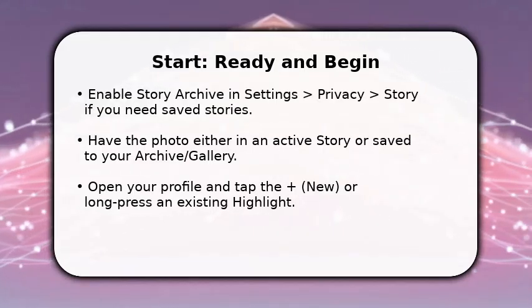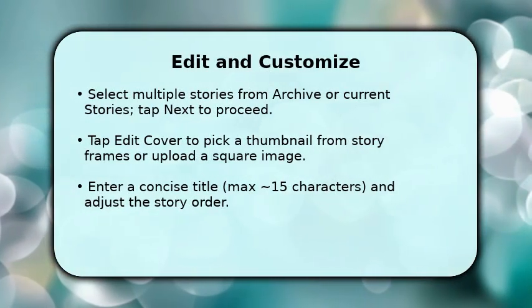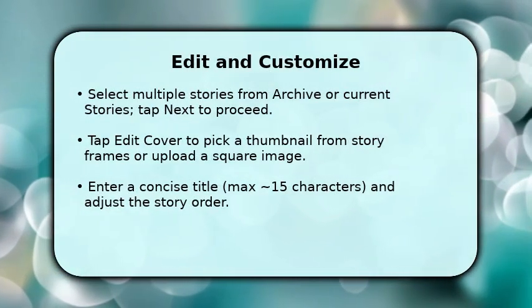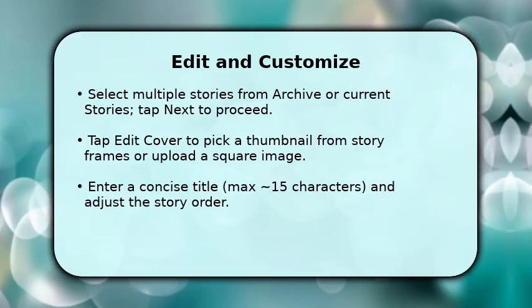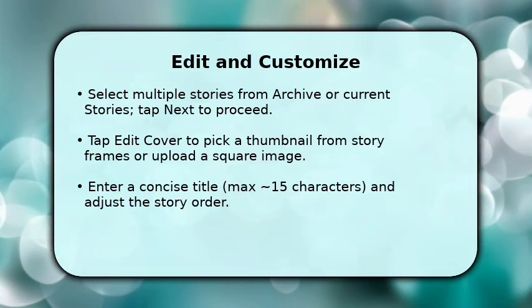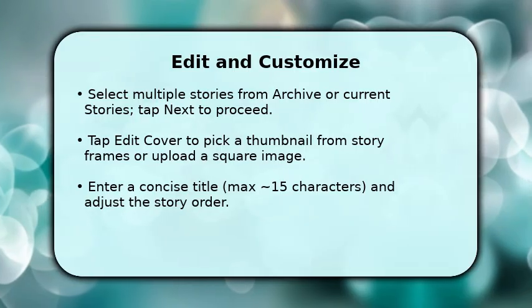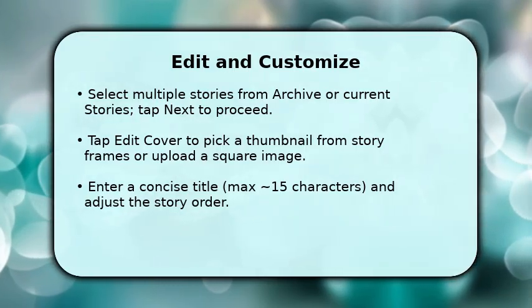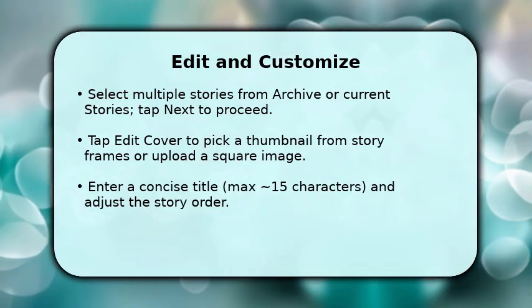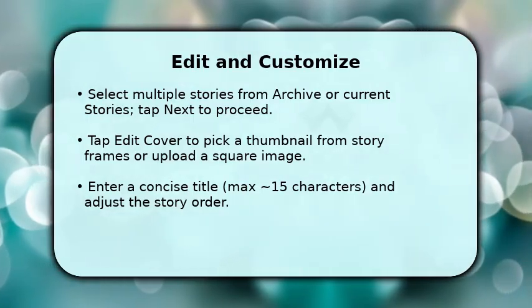Now customize. After selecting the stories, tap next to reach the cover and title screen. You can tap Edit Cover to move the frame, pinch to zoom, or upload a square image from your gallery for a cleaner look. Give the highlight a short, descriptive title so viewers scan quickly. Make sure it reads well on mobile. If you want a specific sequence, reorder stories by deselecting and reselecting or adjust within the highlight editor.